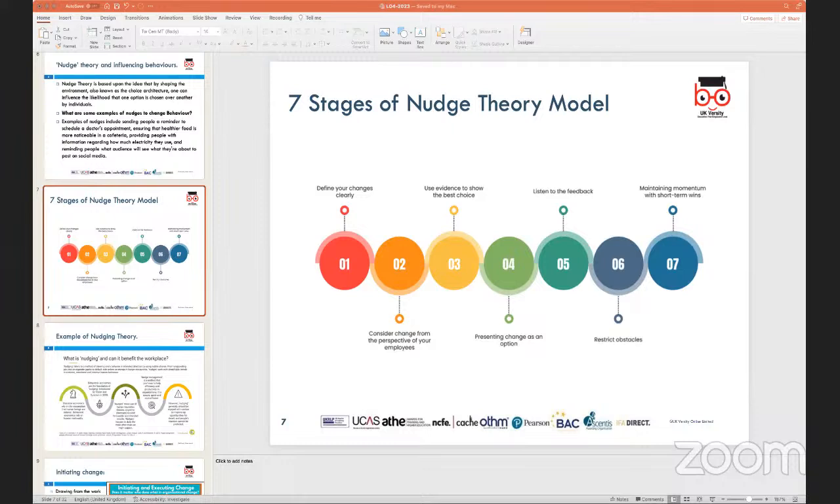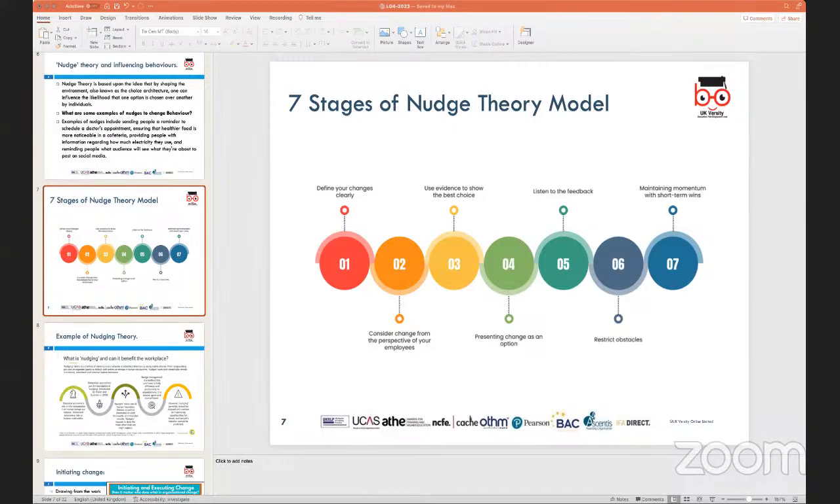So nudge theory is a tool which leaders use, and it is quite important for them to use this because they understand what the needs and wants of the employees are. They encourage positive behaviors, they reduce negativity, they overcome obstacles, they take feedback, and they involve employees in the decision-making process. And this then allows employees to embrace change positively.